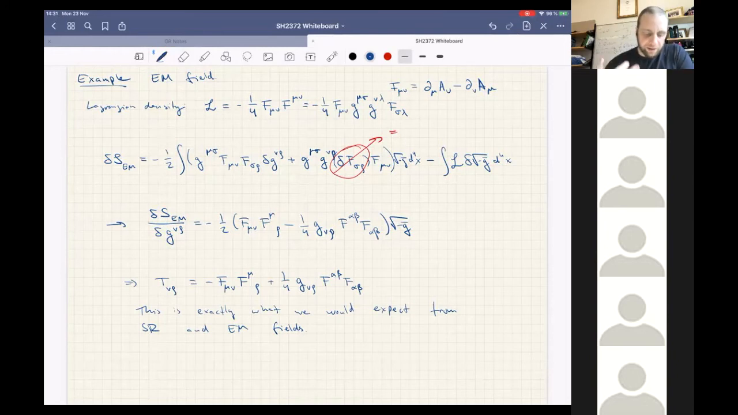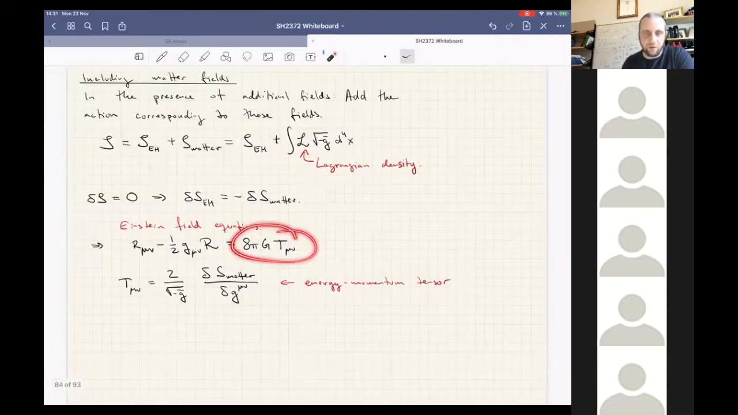So this would be the way of deriving the Einstein field equations when we include the electromagnetic field. Then you would have to include this stress energy or energy momentum tensor on the right-hand side of the Einstein field equations.